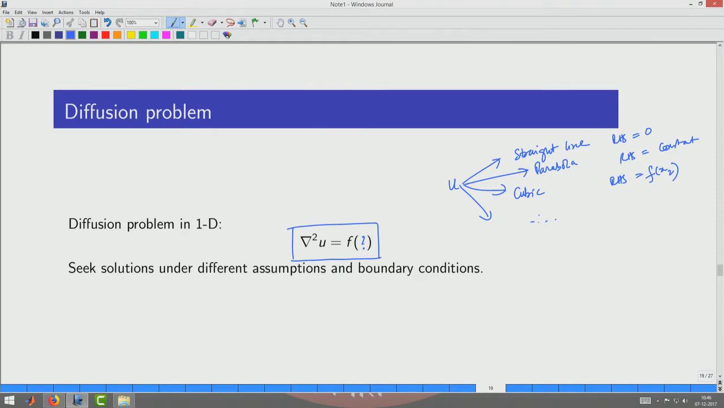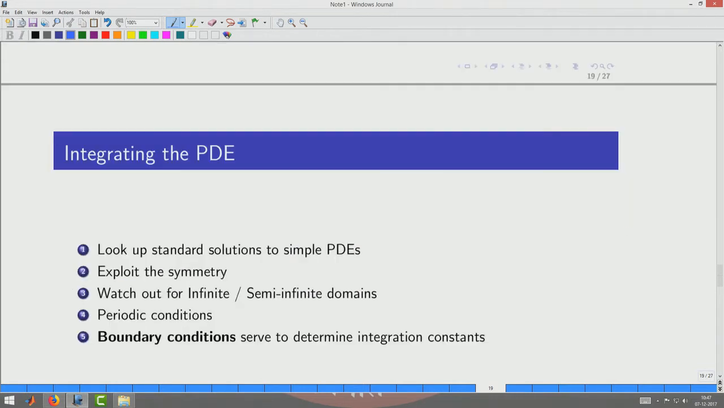For example, if your right hand side is a function of u itself, then you can have sinusoidal or exponential functions. So, you can have various elementary functions that could be looked up as possible solutions of the velocity field. So, what we do is that we actually go and seek solutions for this particular problem under various boundary conditions and see whether they can be used for the flow problem that we have at hand.